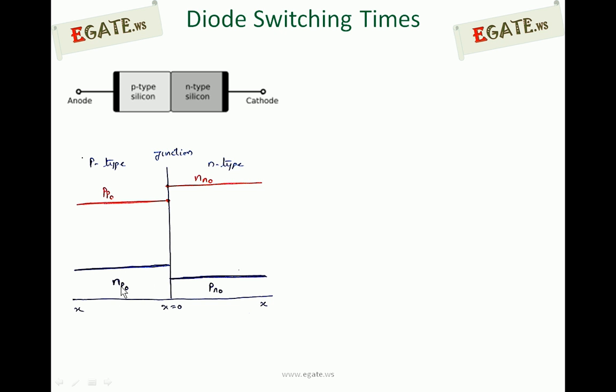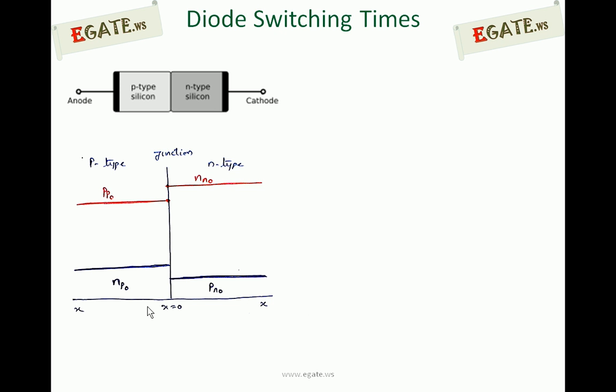Under equilibrium condition, np naught is electrons in P type under equilibrium. They are minority carriers in P type. pn naught, holes in N type under equilibrium. They are minority carriers in N type. If you look at this x-axis, there is no negative x-axis. This side is also treated as positive x-axis, this side is also treated as positive x-axis. The meaning of positive x-axis is that you are moving far away from the junction on N side as well as on P side.